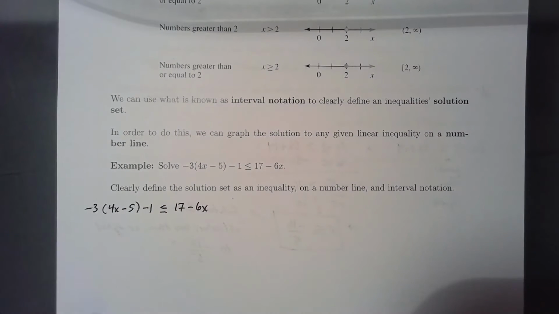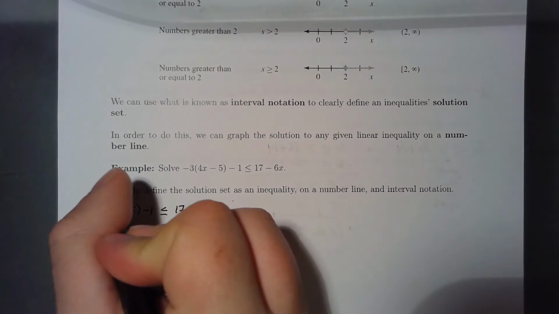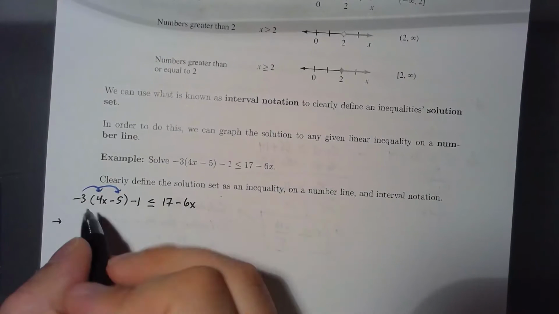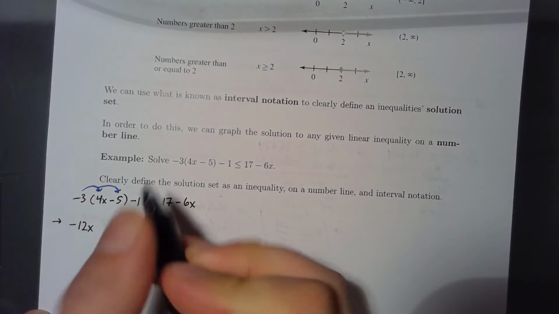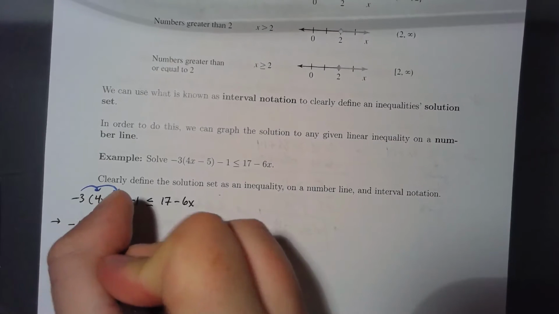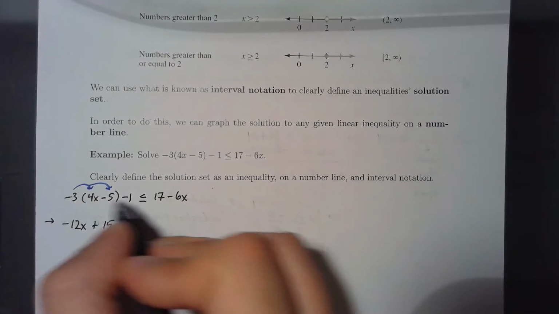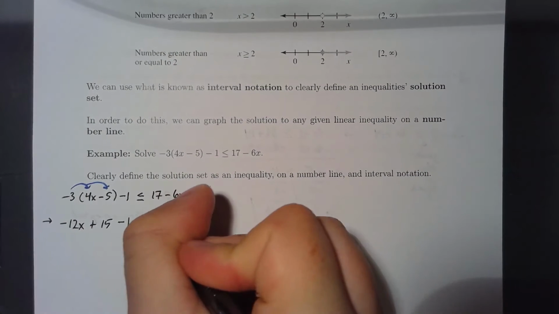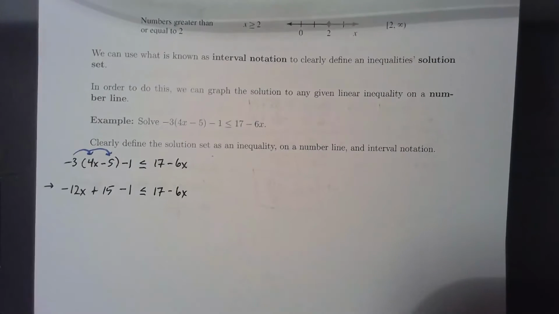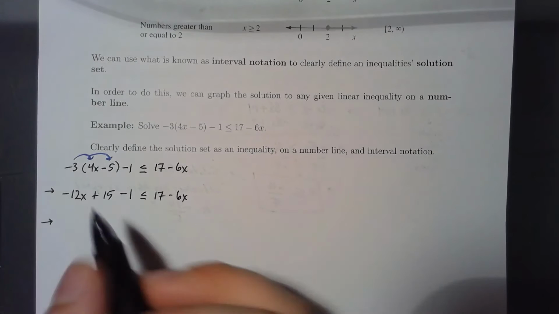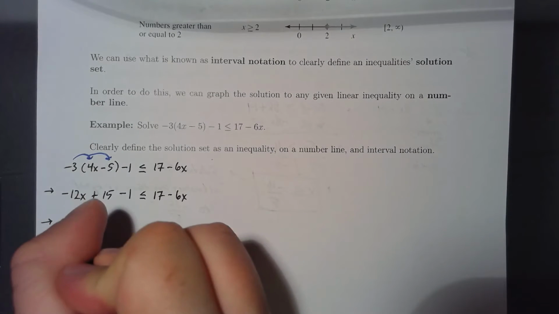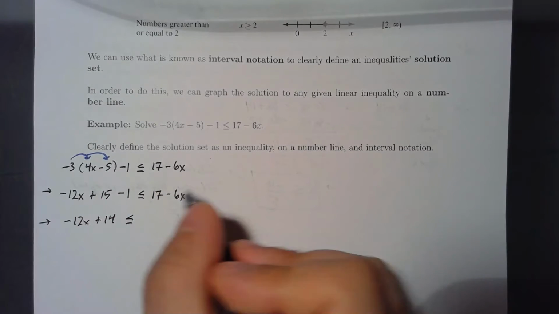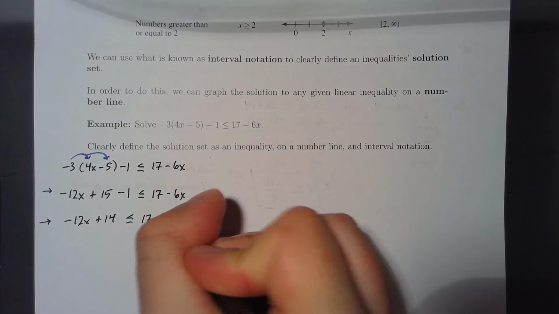So the first thing you want to do here is distribute the negative 3. So you're going to get negative 12x. Negative 3 times negative 5 is 15. And then you're going to have minus 1, less than or equal to 17 minus 6x. Okay? I can combine the 15 and 1, so minus 12x, that's going to be 15 minus 1 is 14, less than or equal to 17 minus 6x.